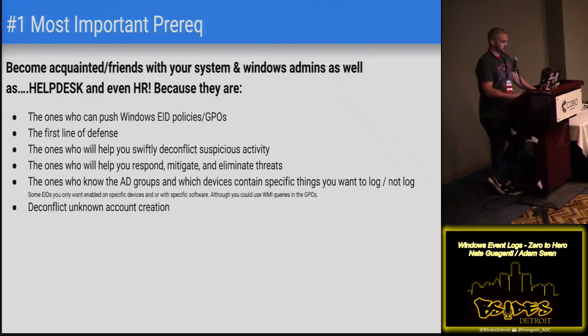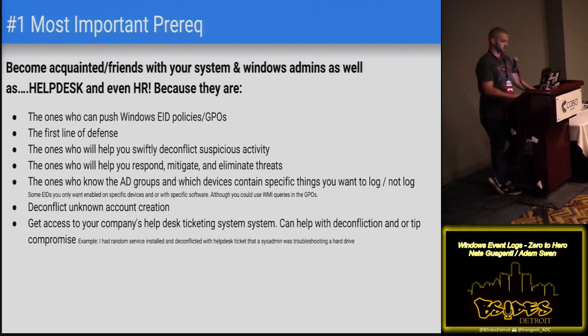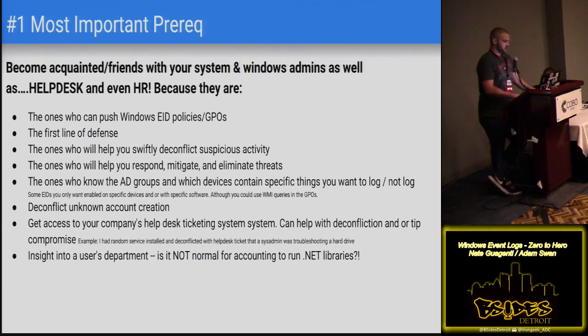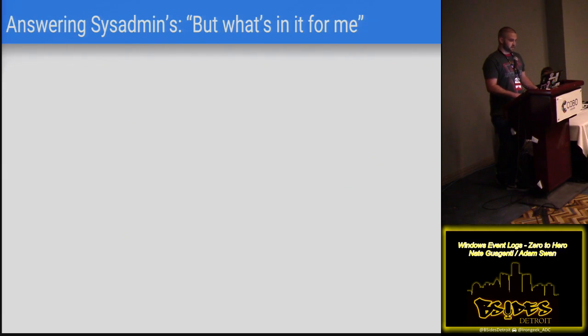HR is good for deconflicting unknown account creation. Also, getting access to your company's help desk ticketing system has been huge for us. 2 o'clock in the morning, somebody installing a random service related to troubleshooting a hard drive, you're able to quickly deconflict that versus spending 48 hours on incident response. With HR, this one is also good. Is it normal for an accountant to run .NET libraries? Probably not. Hope not. Developers, yes, they're going to run a lot of .NET libraries, but you'll be able to figure that out.